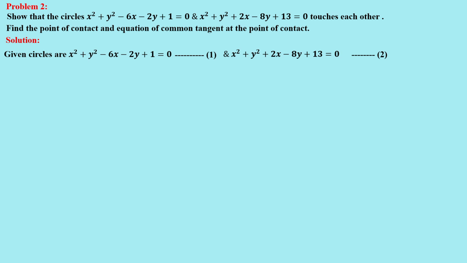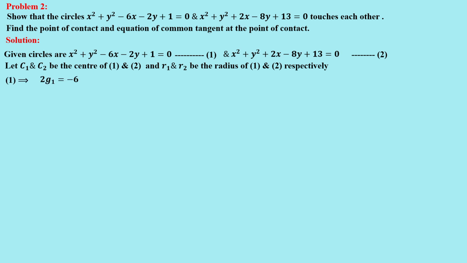Given circles are x² + y² − 6x − 2y + 1 = 0, that is equation number 1, and x² + y² + 2x − 8y + 13 = 0, that is equation number 2. Let C1 and C2 be the centers of circles 1 and 2 respectively, and r1 and r2 the radii of circles 1 and 2 respectively.